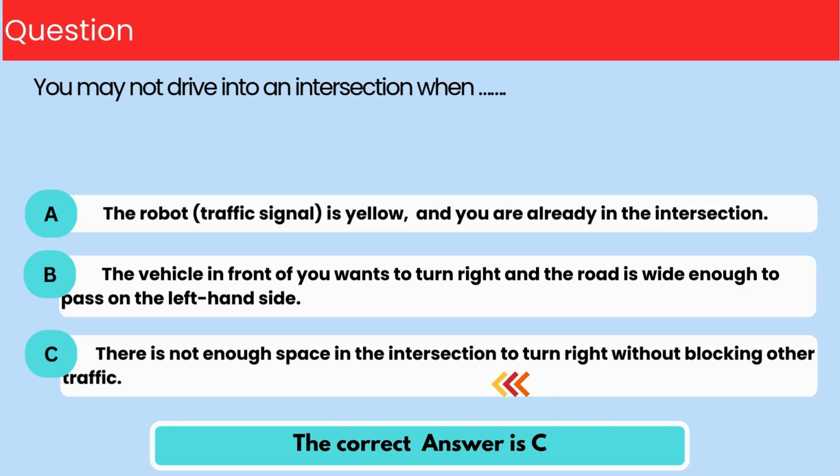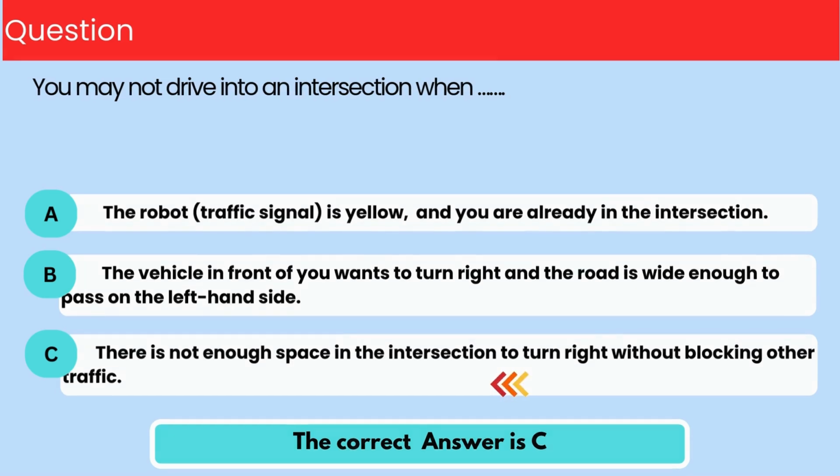You may not drive into an intersection when there's not enough space in the intersection to turn right without blocking other traffic. This rule ensures that intersections remain clear and traffic flow is not obstructed, preventing unnecessary congestion or accidents. Always assess the available space and ensure it is safe and permissible to enter an intersection before proceeding.